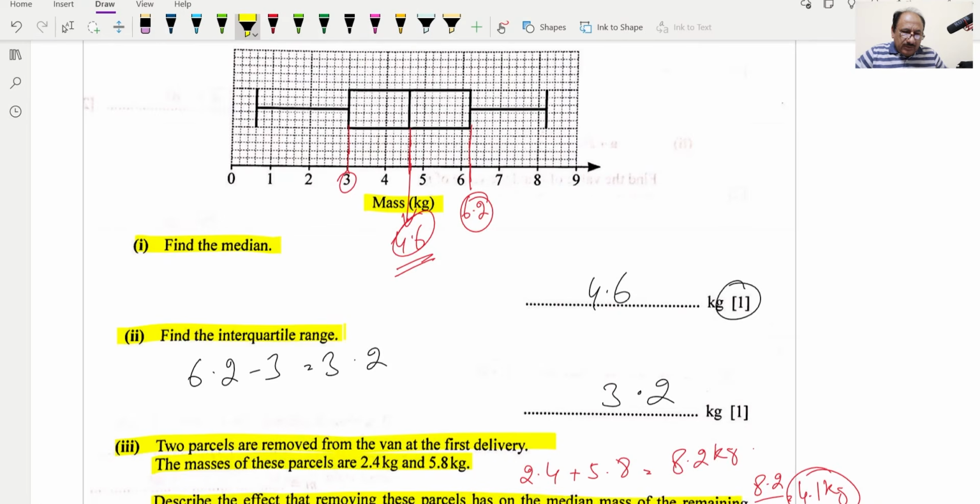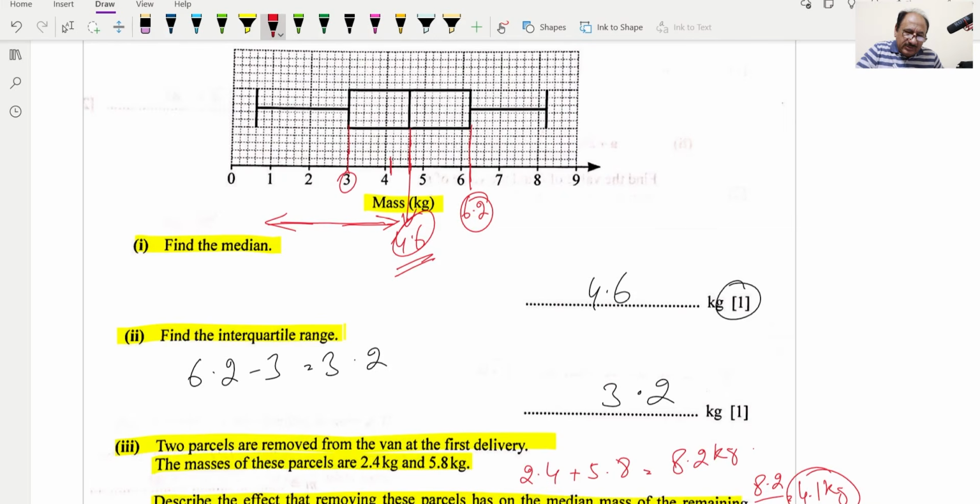So the median will be basically 4.1. If we check, 4.1 is over here. So from this section we are removing two masses. So the median will be shifting, and which side, we have to check.